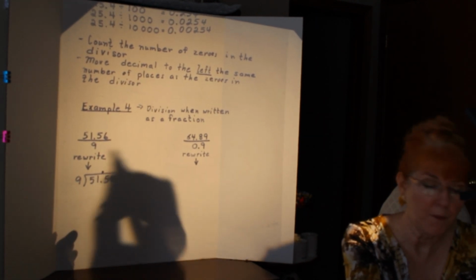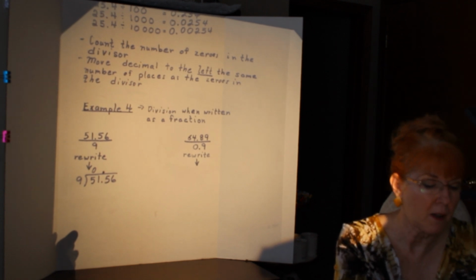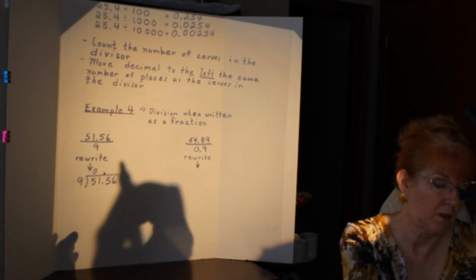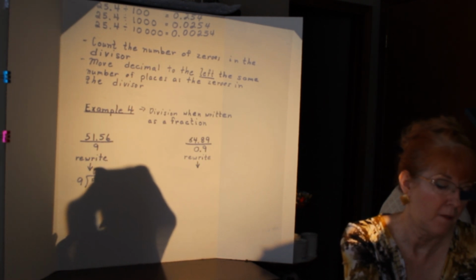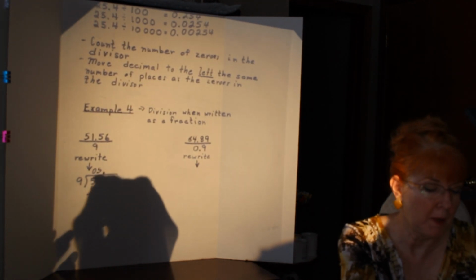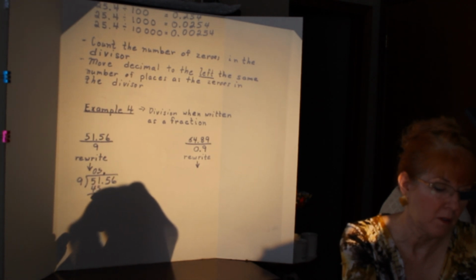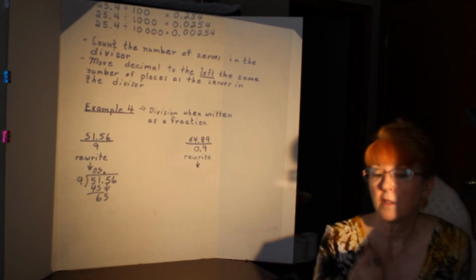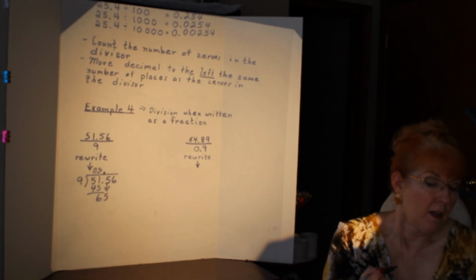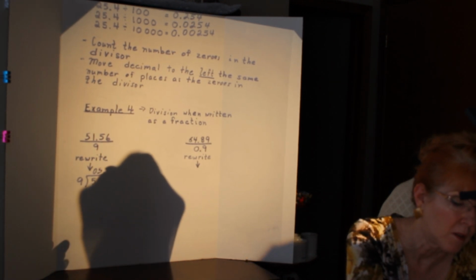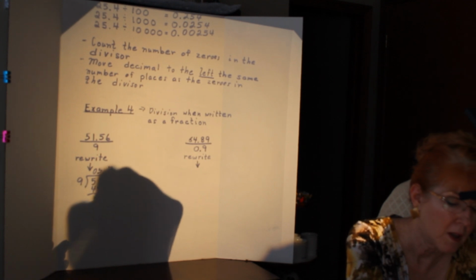How many 9s can I get out of 5? None. How many 9s out of 51? 6 would be 54, so 5 would be 45. So that would be 11 take away 5 is 6. I've already borrowed from there, so I can't do anything else. Next number down is 5. How many 9s can I get out of 65? 9 times 6 is 54, 9 times 7 is 63, so let's go with 7. 63.